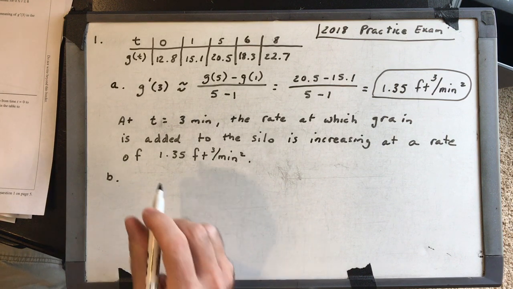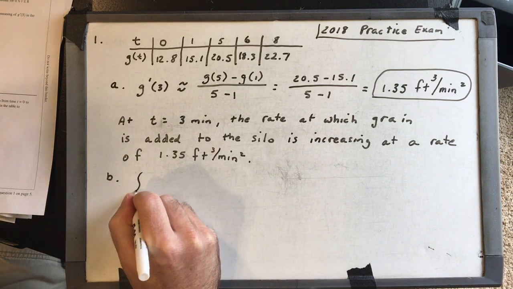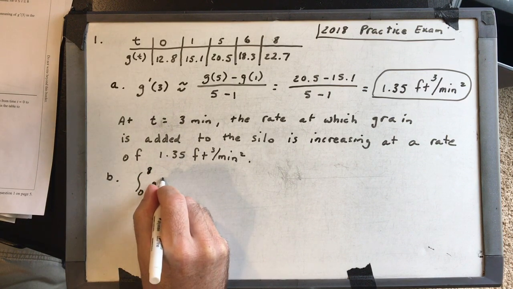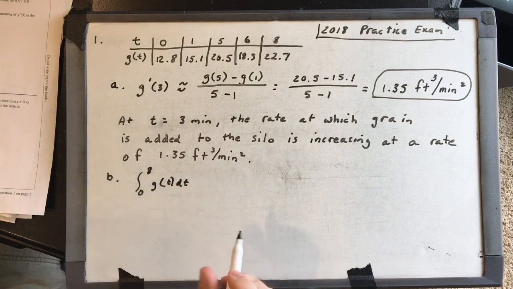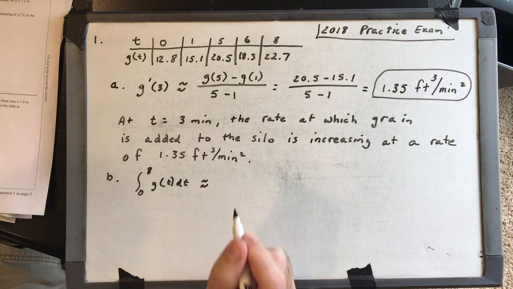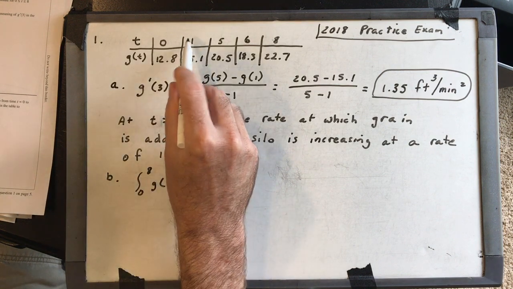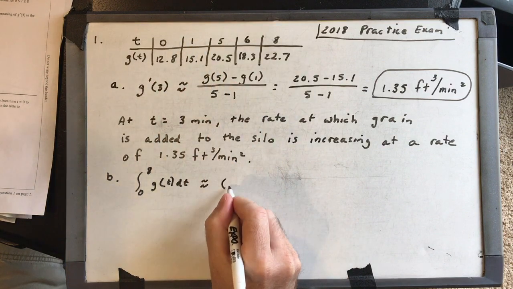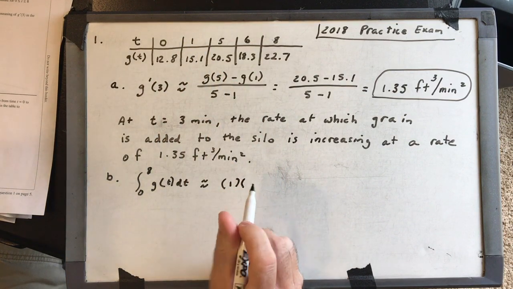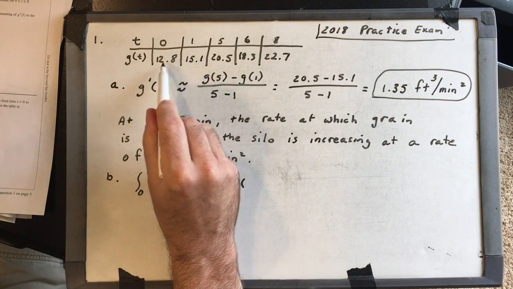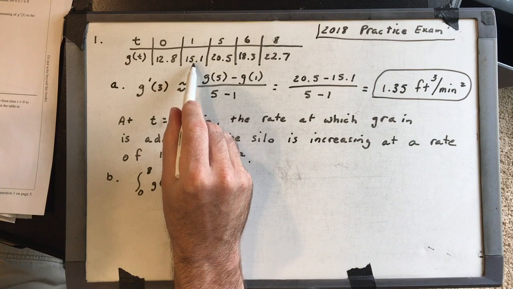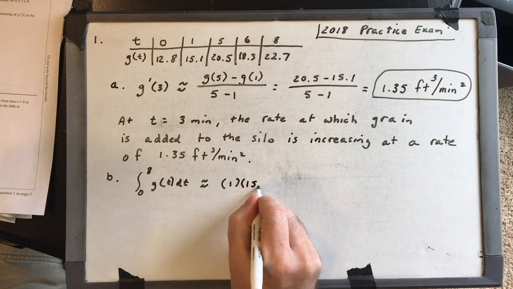So the expression is just going to be the integral from 0 to 8 of G of T dt. That would tell you the total amount of grain, but it's going to be approximately equal to, so we're going to do the right Riemann sum. Our first base is from 0 to 1, so that's a length of 1, and our first height is the right side of these two. If it were a left Riemann sum, you'd pick 12.8. If it was a midpoint Riemann sum, you'd average those two numbers. This is a right Riemann sum, so 15.1.